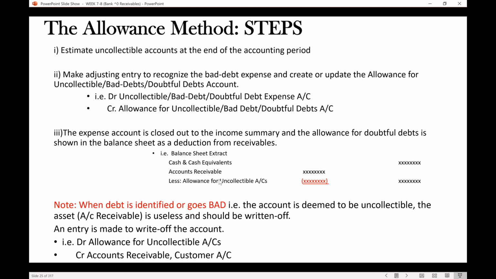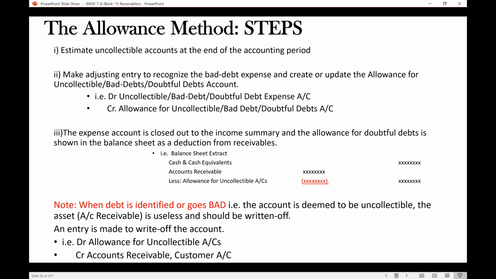And I'll fast forward. This is what part C is asking us for, to show what it will look like in the balance sheet. The note here says when a debt is identified as going bad, that is, the account is deemed to be uncollectible, the asset account is not useful and should be written off. And this is what happens when somebody cannot afford to pay you. You have made that provision, yes, but now is the real time.